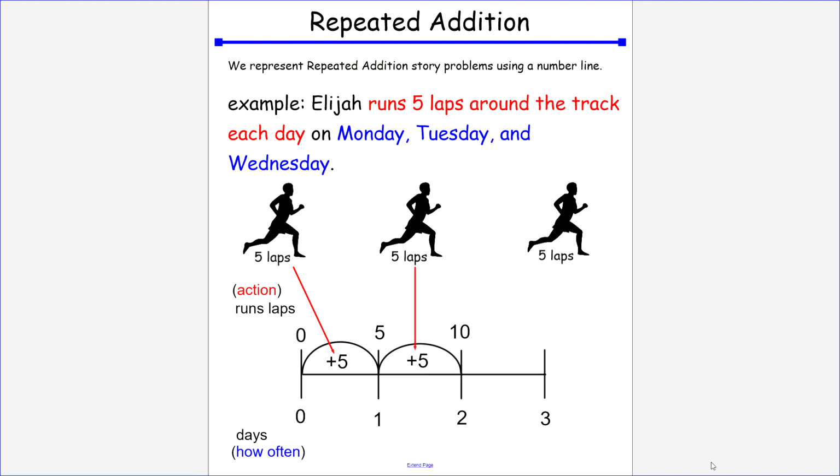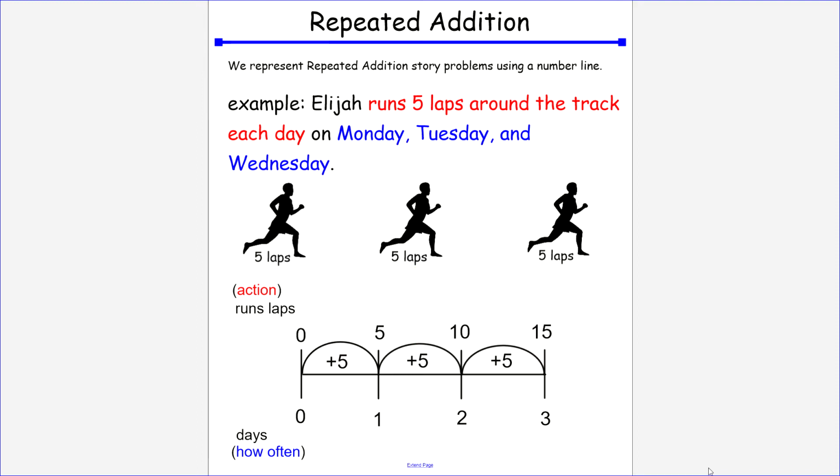Then the third day happens because we know he ran for 3 days, Monday, Tuesday, and Wednesday. So I show another jump to show that he ran 5 laps again. He runs the same number of laps every single day. So I'm adding 5 each day. He had run 10 laps. Then he ran 5 more, so after 3 days, he's run 15 total laps.